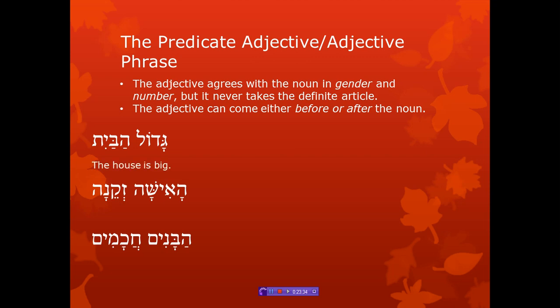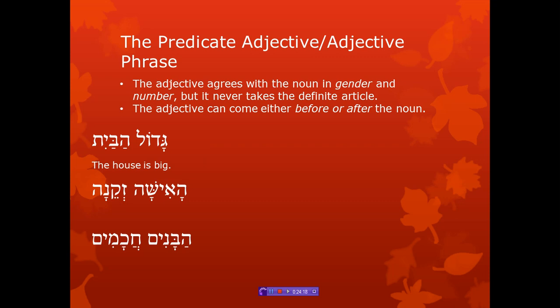The predicate adjective is a verbless sentence in and of itself. We have to insert the word is, as we do with other verbless sentences, and we translate this as Gadol habayit, the house is big. And you'll notice also that, contrary to the attributive adjectives we were just looking at, in this case the adjective gadol comes before the noun. It could come after and it would still be attributive, but the predicate adjective can go either before or behind. Let's look at the next sentence.